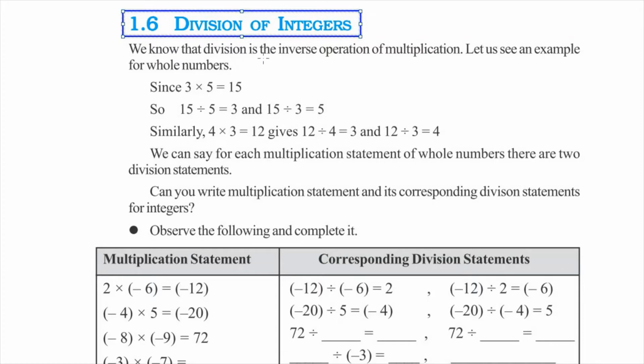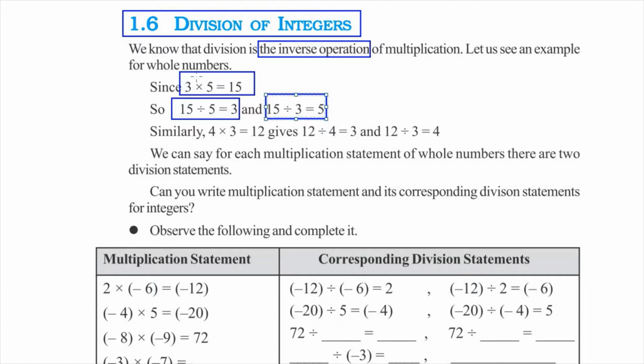We know that division is the inverse operation of multiplication. So just how addition and subtraction are inverse operations of each other, division and multiplication are also inverse operations of each other. Let us see an example for whole numbers. Since 3 times 5 is equal to 15, so 3 5s are 15. So 15 divided by 5 is equal to 3 and 15 divided by 3 is equal to 5.